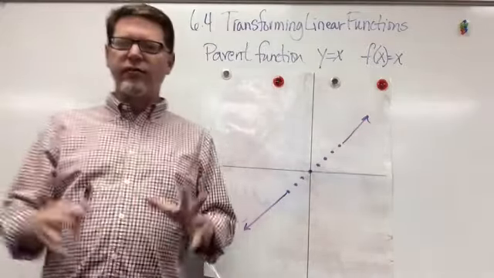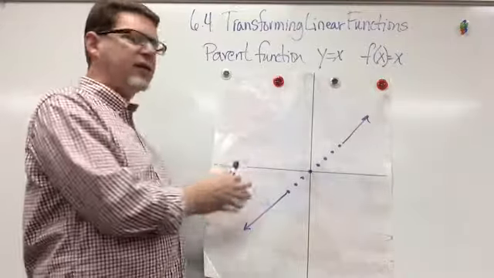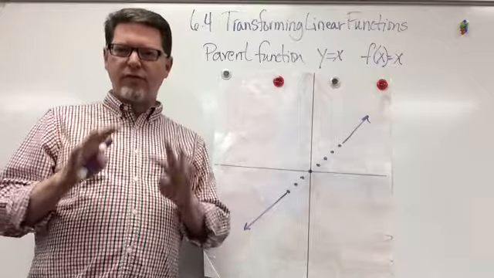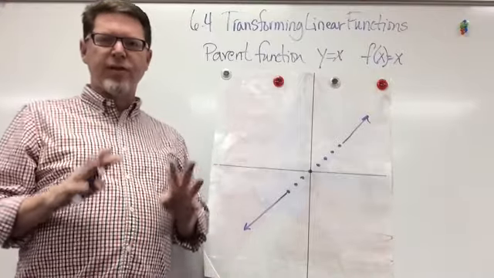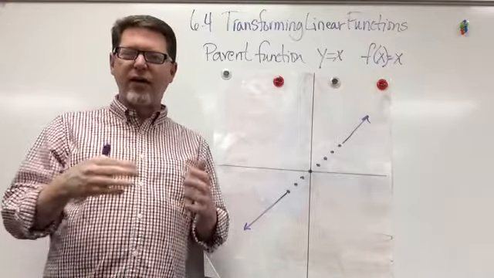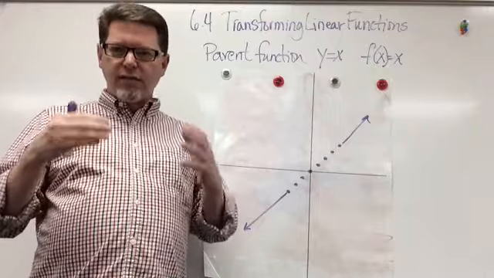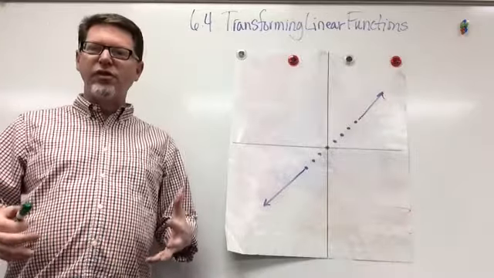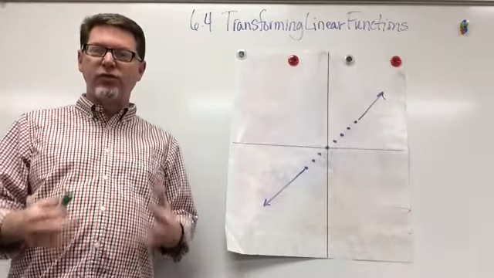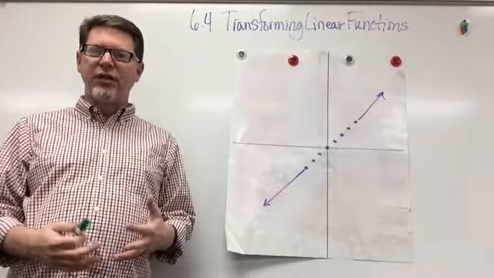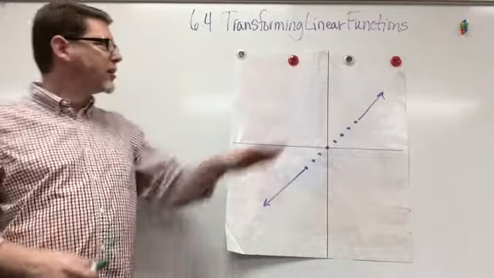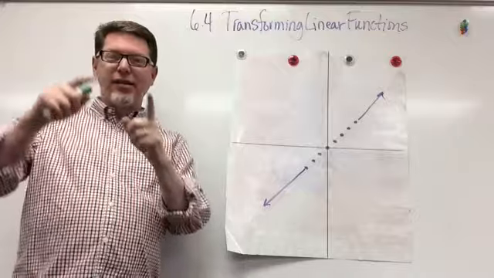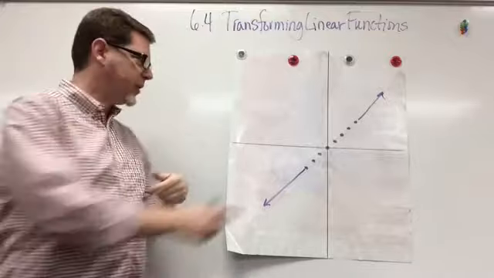And all other functions can be compared to this parent function in 4 different ways. Okay? And so we're going to look at each of those 4 different ways. How can we compare the function to the parent function? The first way we can transform the parent function is by adding b. Because notice that on our parent function, it's not there anymore. y equals x plus 0, b is 0, so it passes through the origin.